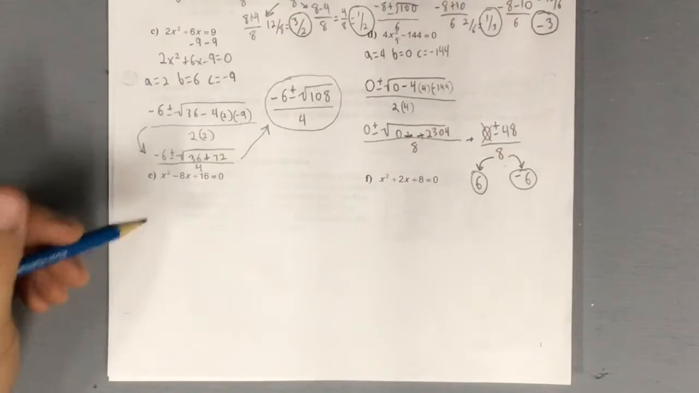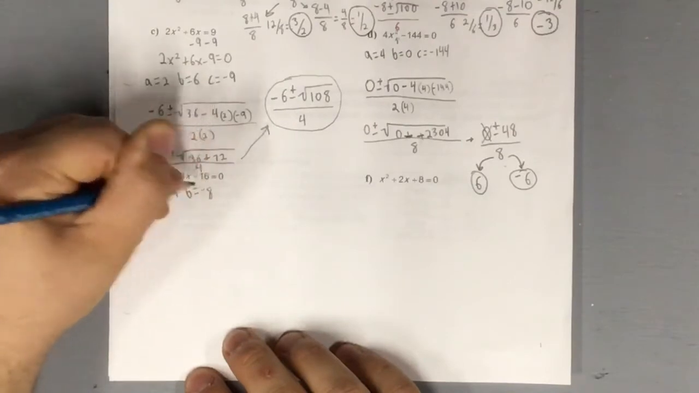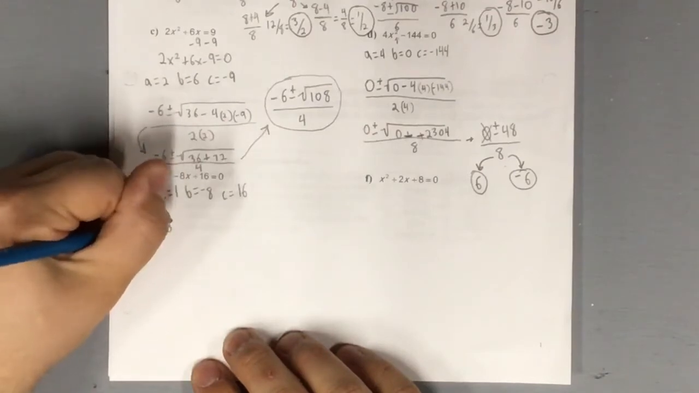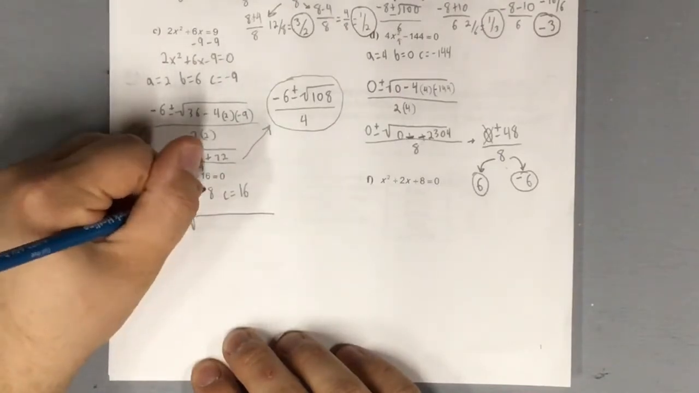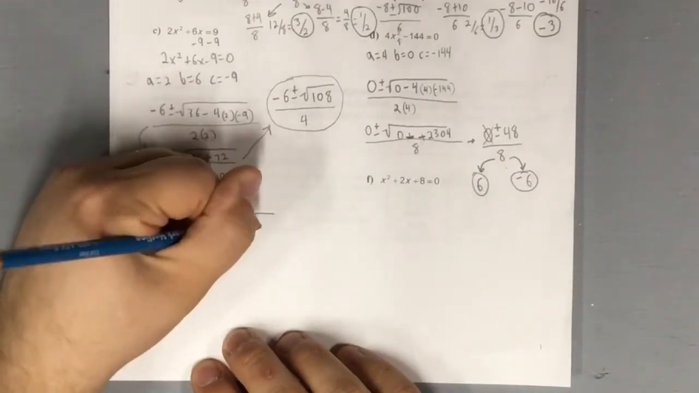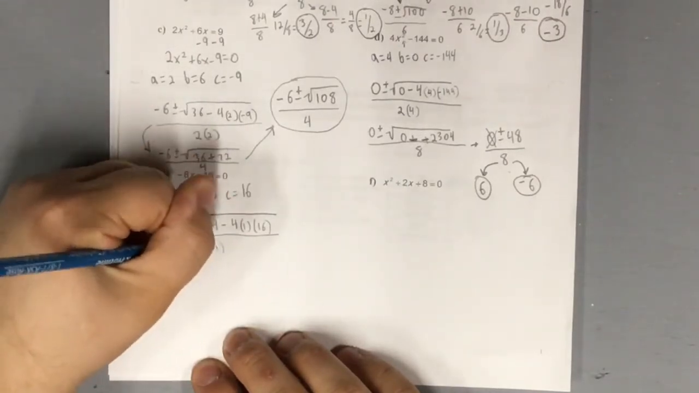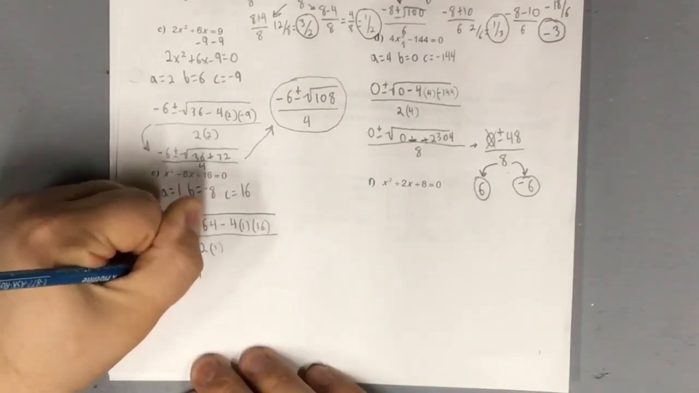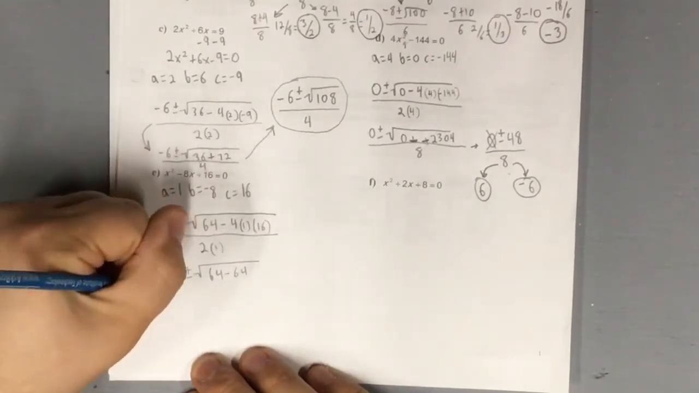On the next problem, this is in the correct format. So A is equal to 1, B is equal to negative 8, and C is equal to positive 16. When I set this up, the opposite of B would be positive 8, plus or minus the square root of negative 8 times negative 8, which would be 64, minus 4 times A times C, all over 2 times A. When I go through and solve this, I get 8 plus or minus the square root of 64 minus 64, all over 2.